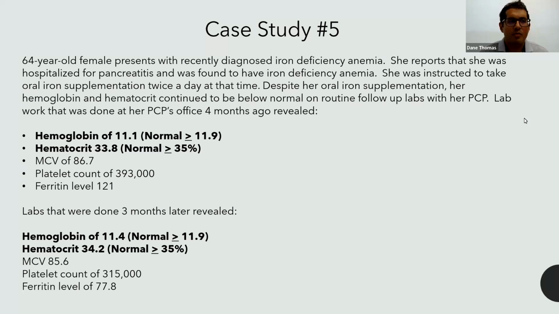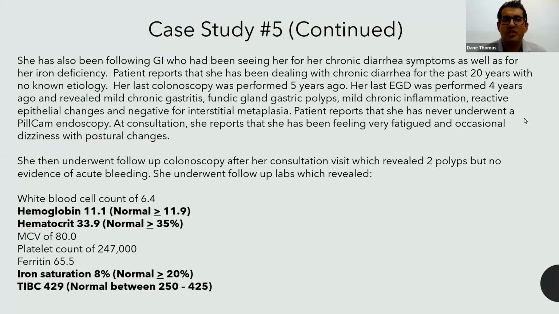Lab work that was done at her PCP's office 4 months ago revealed a low hemoglobin of 11.1 and suboptimal hematocrit of 33.8%. Labs that were done 3 months later revealed continued low hemoglobin of 11.4 and suboptimal hematocrit of 34.2%. She has also been following with GI, who has been seeing her for her chronic diarrhea symptoms as well as for her iron deficiency. Patient reports that she's been dealing with chronic diarrhea for the past 20 years with no known etiology. Her last colonoscopy was performed 5 years ago.